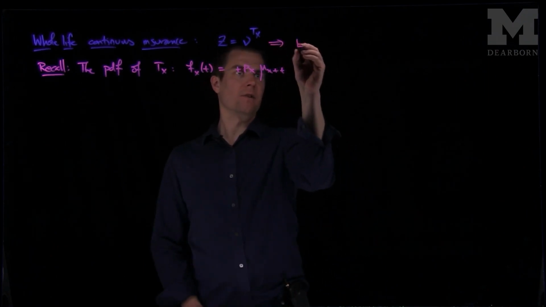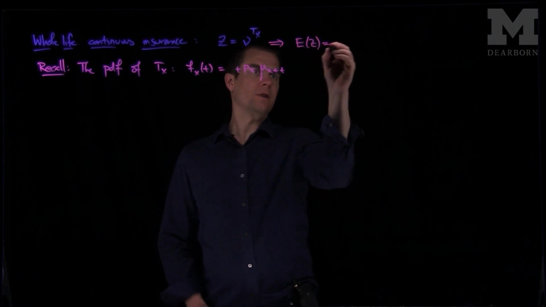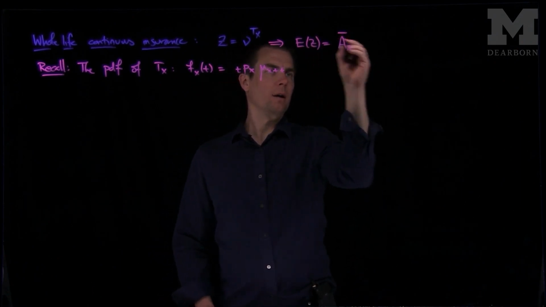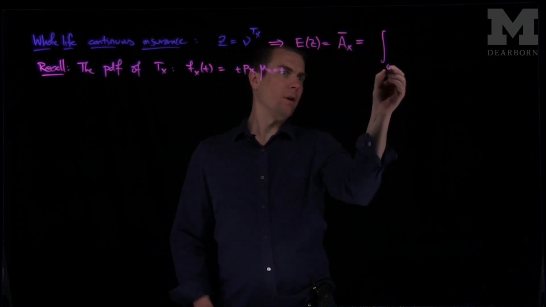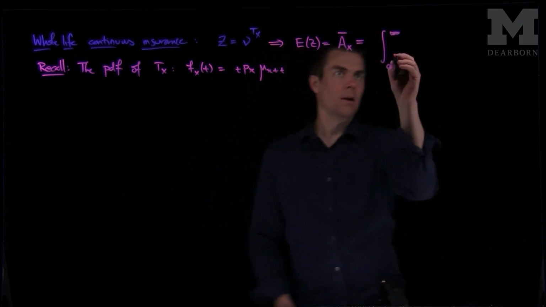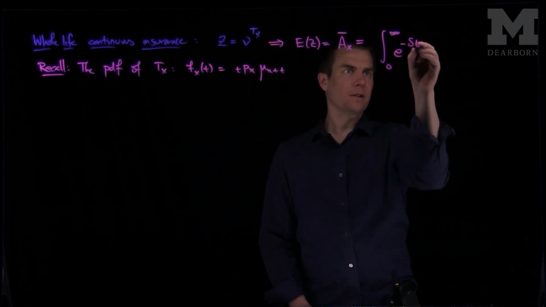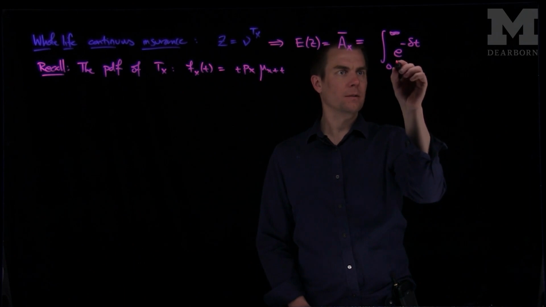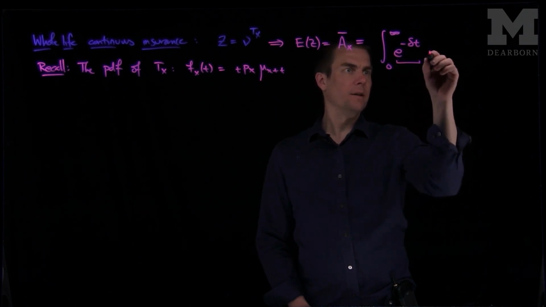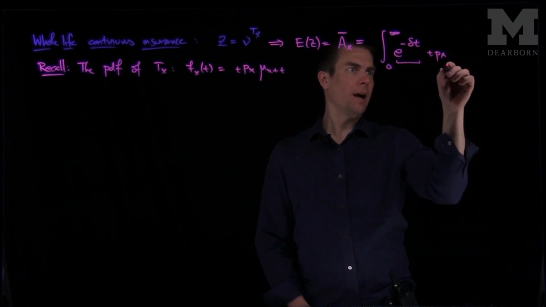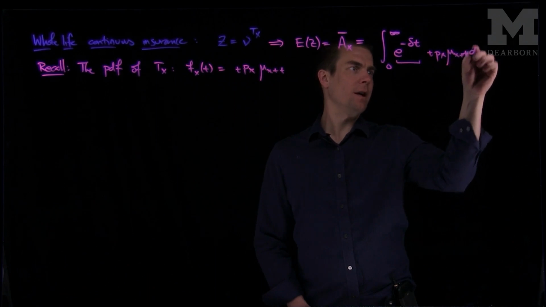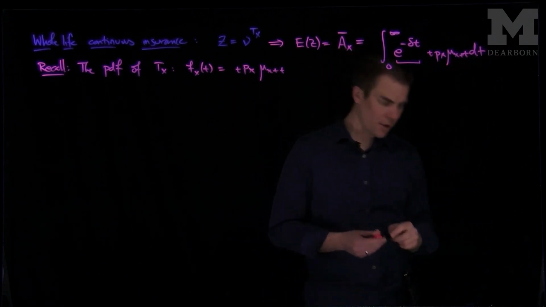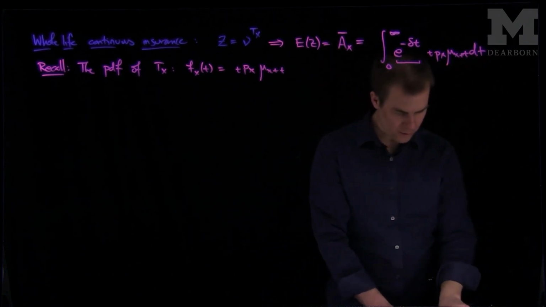So if we compute the expected value of this random variable Z over here, we know previously that this is A-bar_x, and that will be the integral from 0 to infinity of e to the negative delta t, that's my discount factor, and then t p_x mu_{x+t} dt, that's my PDF.